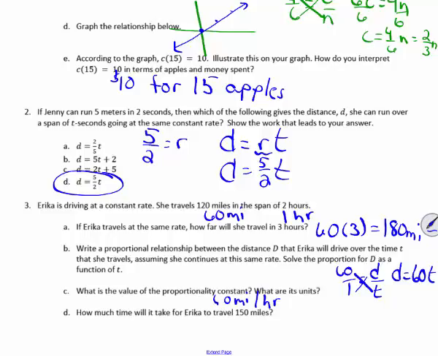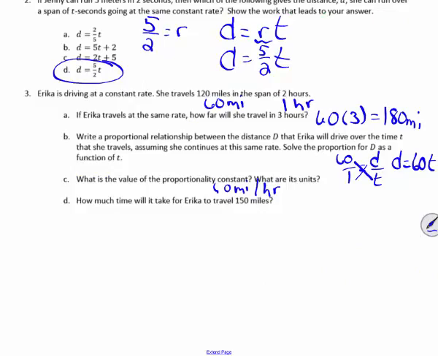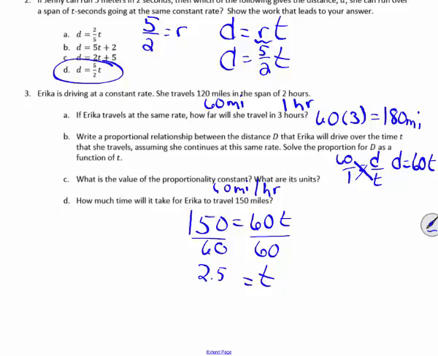How much time will it take for Erica to travel 150 miles? So I could now use that equation, right? We have 150 is my distance, 60t, divided by 60. 150 divided by 60, you should get an answer of 2.5 hours, or t.